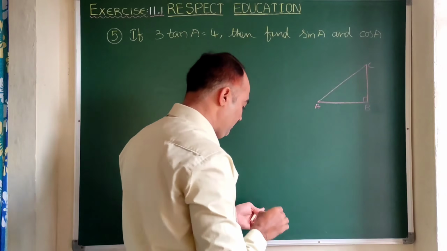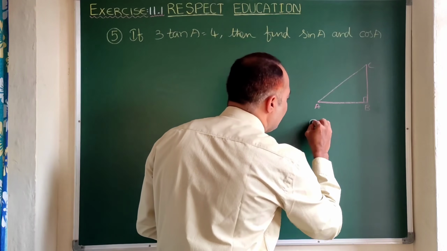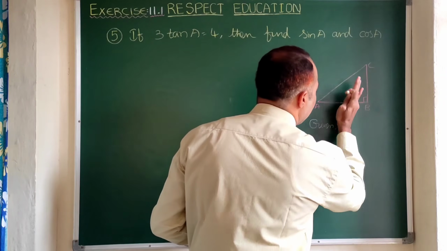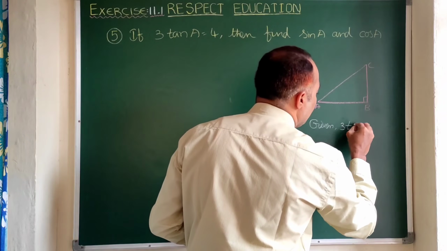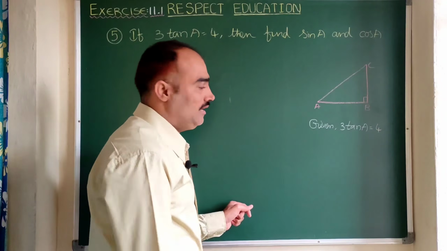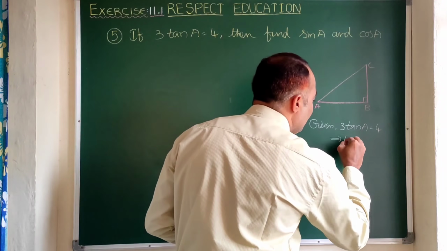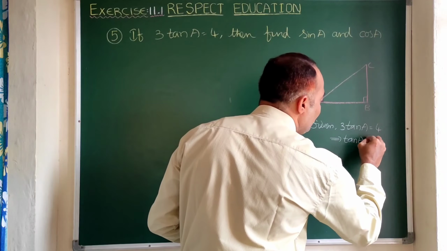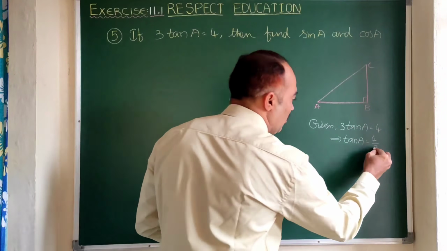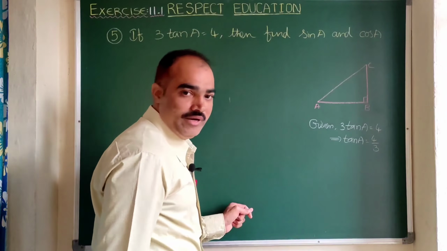ABC right angle at B. So let us write here, given 3 tan A equal to 4. From this, can we find tan A? Yes, sir. Tan A equal to 4 by 3. This 3 will go that side, it will become the denominator. So here 4 by 3.